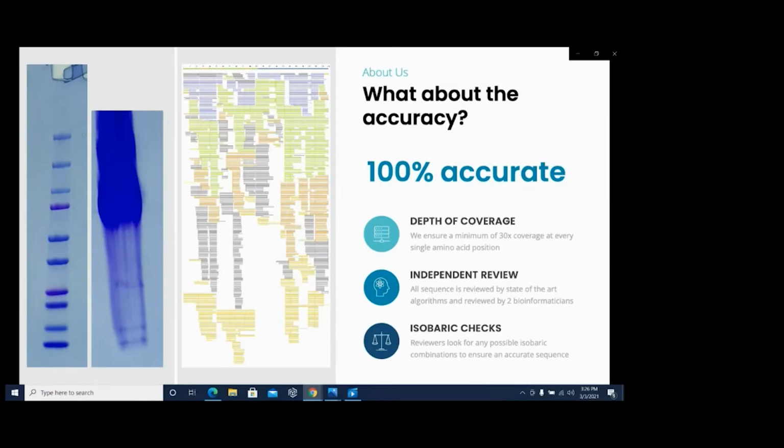Although our process is going to start out with an AI-driven deep learning algorithm, we want to ensure that every single sequence is independently reviewed by a minimum of 2 bioinformaticians. They review the spectra to confirm every single residue and do isobaric checks looking for combinations of amino acids that even weigh the same on the mass spec.